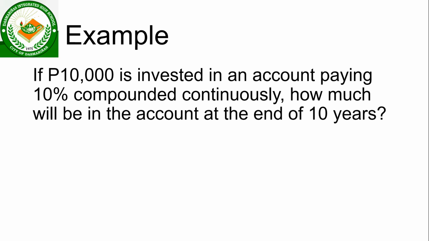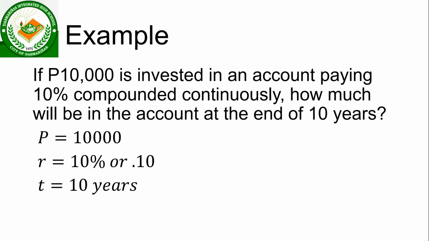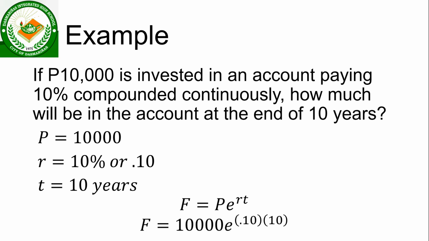And we have this example: if 10,000 is invested in an account paying 10% compounded continuously, how much will be in the account at the end of 10 years? Given is 10,000 as P. Rate is just the same. The time is just the same. But we are going to use a different formula. Replacing the variables by their values, we have 10,000 multiplied by e raised to 0.10 times 10, because our R is 10%, that is 0.1, and our T is 10.